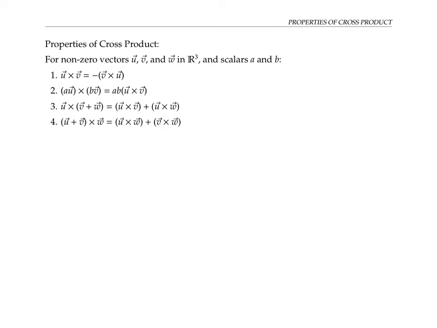Here are some properties of cross product that are all true. First, u cross v is the negative of v cross u. We already saw this. You could think of this as an anti-commutative property. Commutative would mean that u cross v is the same as v cross u, but here it's the opposite. This next property says that when you have a scalar multiple of u, a scalar multiple of v, you can pull out those scalars and put them on the front. You can think of this as something like an associative property for scalars.